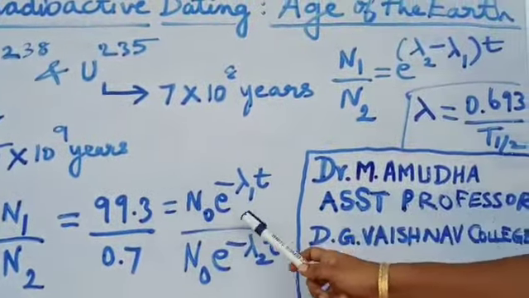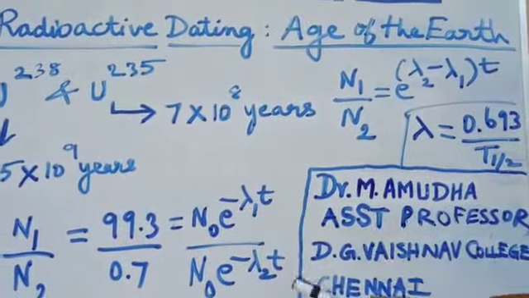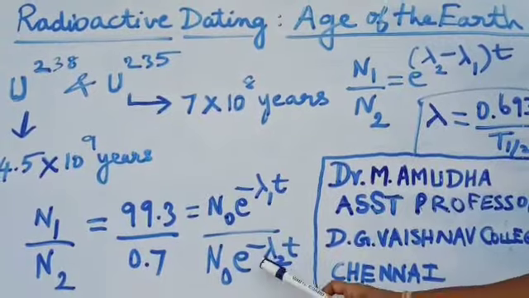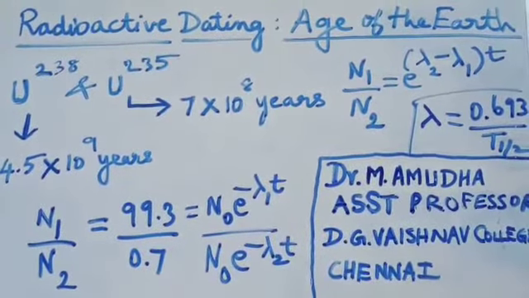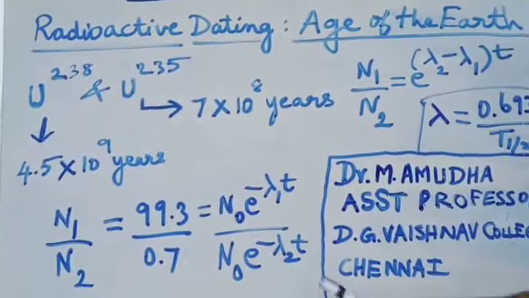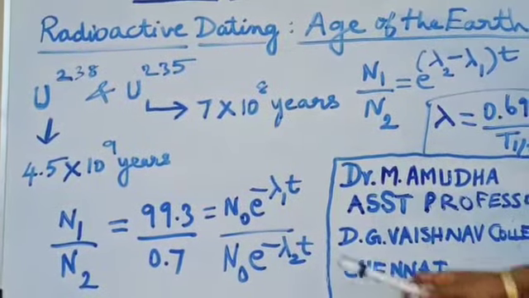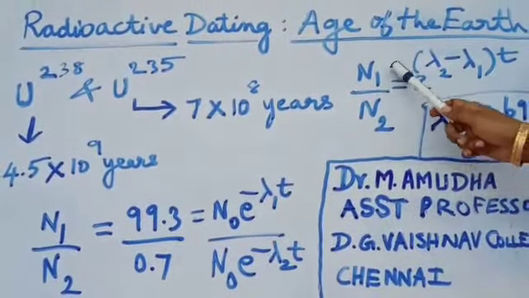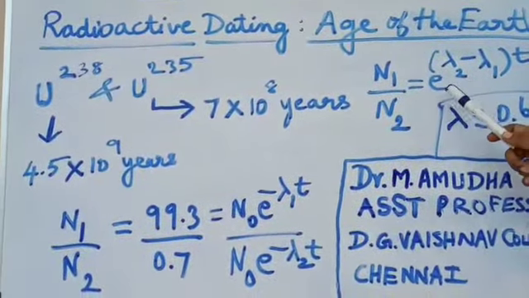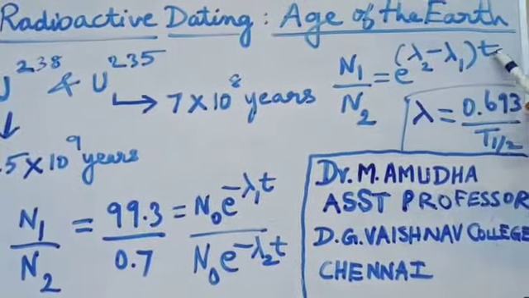So rewriting N1 as N0 e^(-λ1 t) and N2 as N0 e^(-λ2 t). Lambda 1 and lambda 2 are the decay constants of uranium-238 and uranium-235 respectively. Cancelling out N0 in the numerator as well as in the denominator, we can rewrite N1 by N2 as exponential (λ2 minus λ1) into t.